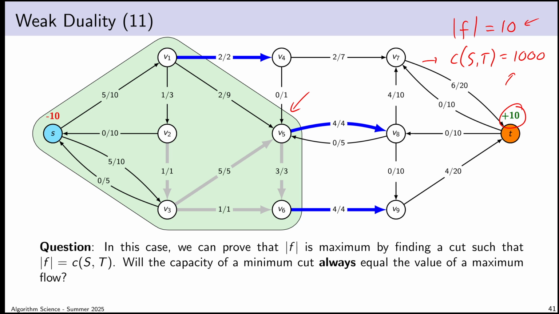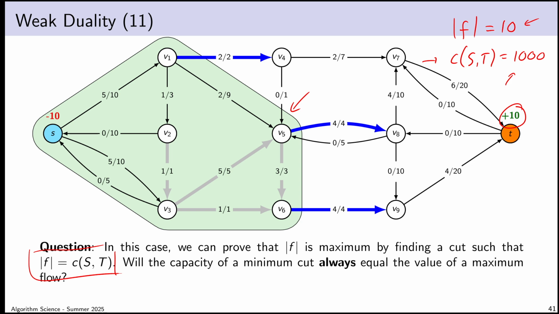Maybe there isn't. The weak duality theorem doesn't guarantee me that the situation will always arise. I was lucky that it arose on this graph, but the weak duality theorem by itself doesn't guarantee me that for every graph I'll be able to find this pair of certificates.